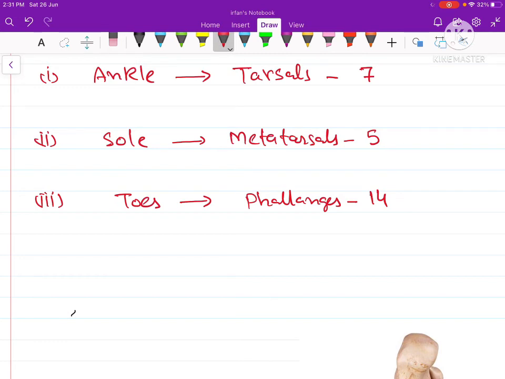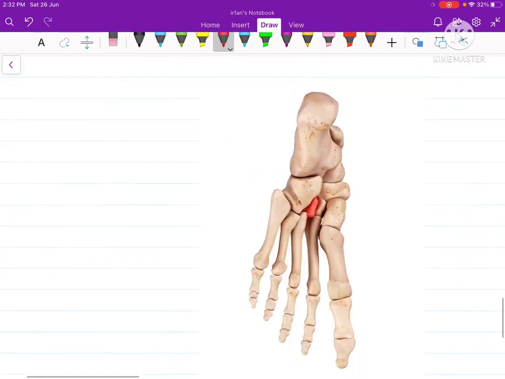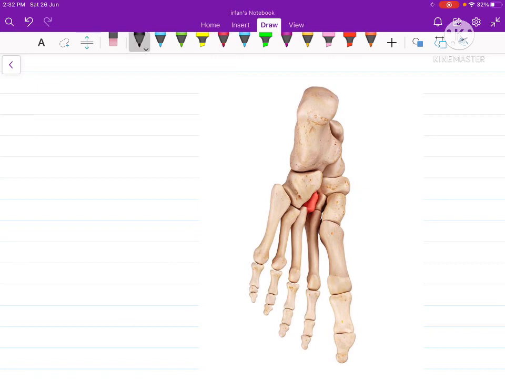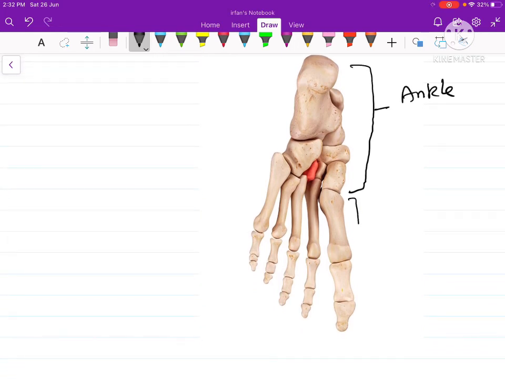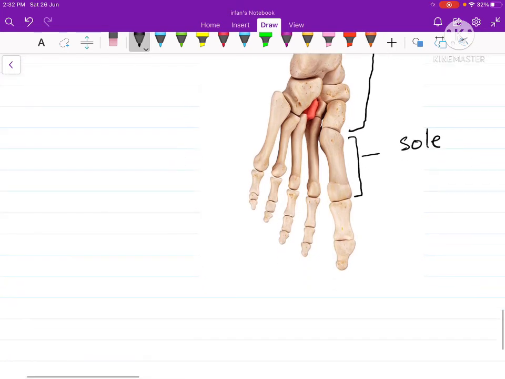So let us have a look at the image of our foot. So this is our foot, and this part over here, this region, represents the ankle. Up to this is the ankle part, right? And this part over here represents the sole, and this region represents the digits.